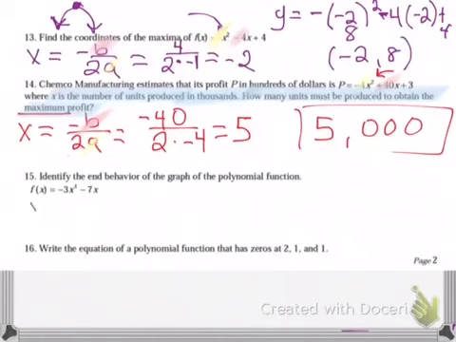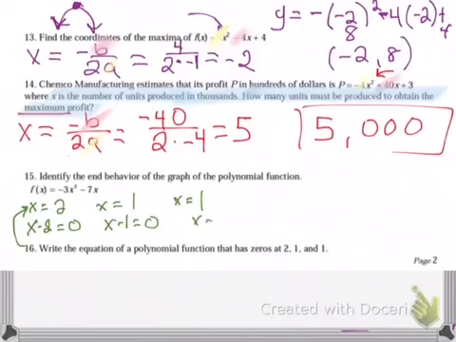I'm doing this right up here just in case you're a little confused. They're telling me that x equals 2, x equals 1, and x equals negative 1. Now if you think about working backwards, what if I wanted to set these equal to 0? I would subtract 2 from each side. So I'd have x minus 2 equals 0, x minus 1 equals 0, and x plus 1 equals 0.